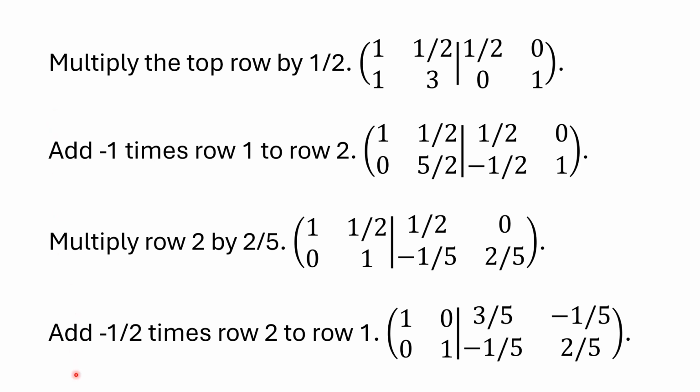So we're going to take our original matrix and multiply the top row by 1/2. And these are the values we get. If you recall, the matrix was 2, 1, 1, 0. So we end up with 1, 1/2, 1/2, 0.